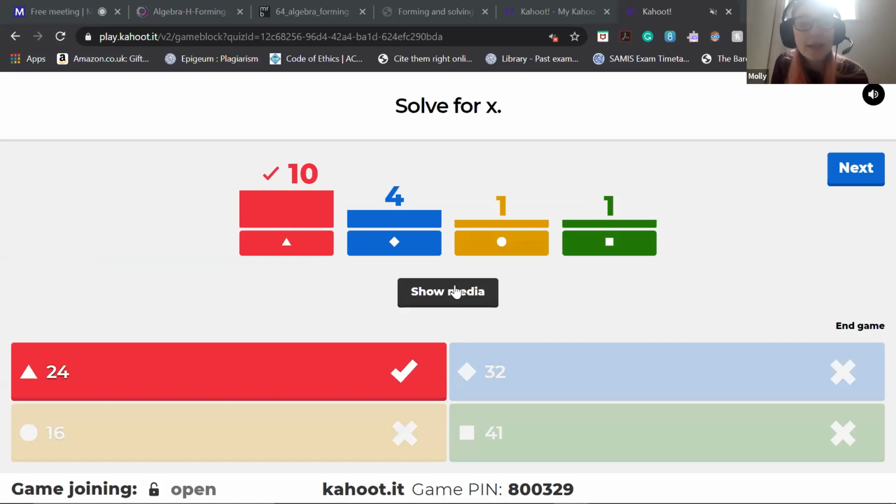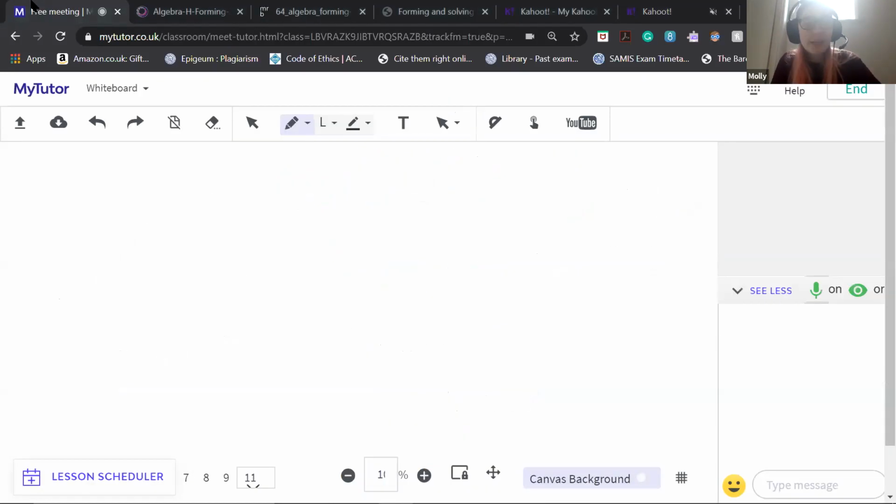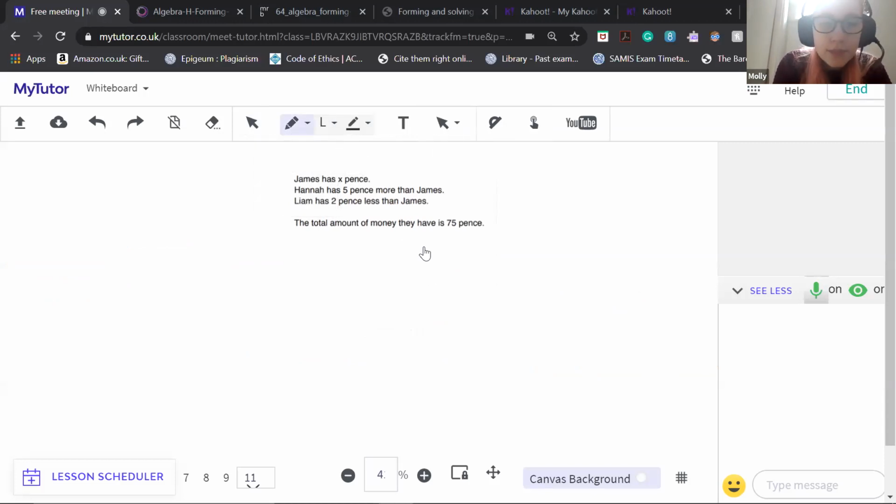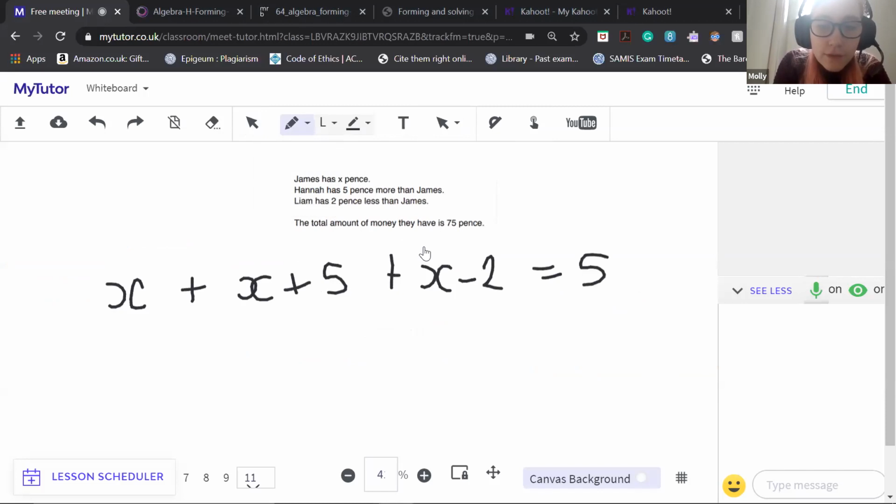Yeah, well done. Lots of people getting that one. Fantastic. So let's see what we can do here. Well, we're already told that James has x pence. And we know that all of these totals add up to 75. So x and Hannah's amount, which is 5 pence more, and Liam's amount, which is 2 pence less, is 75. So hopefully you can see that. This is James' amount, this is Hannah, this is Liam. And I don't know why I wrote 5 instead of 75.